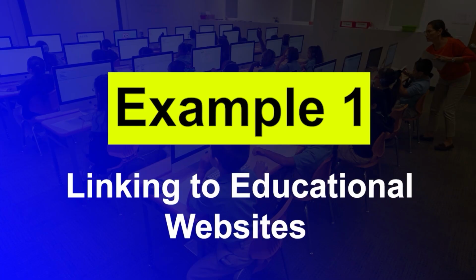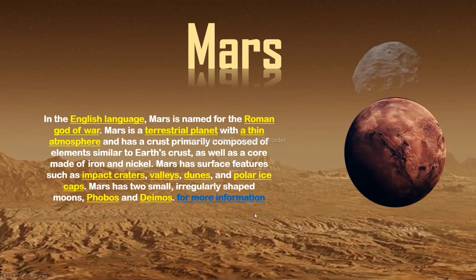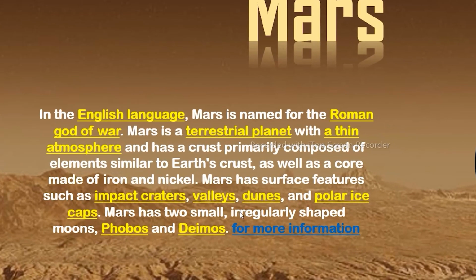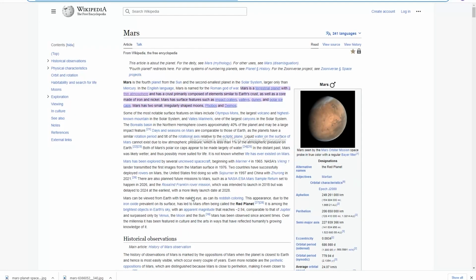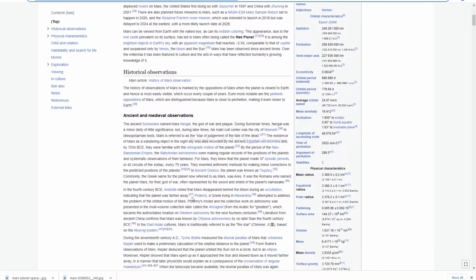Here are some examples of when you might want to use external hyperlinks in your presentation. Example 1. Linking to educational websites. If you are giving a presentation about a particular topic, you can link to websites with additional information and resources on the subject to give your audience more in-depth information.